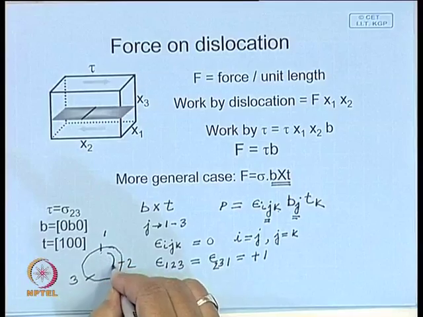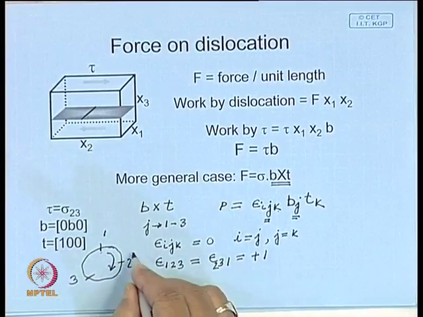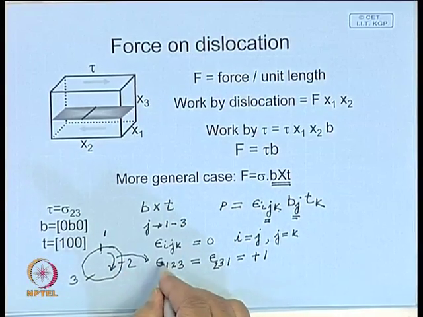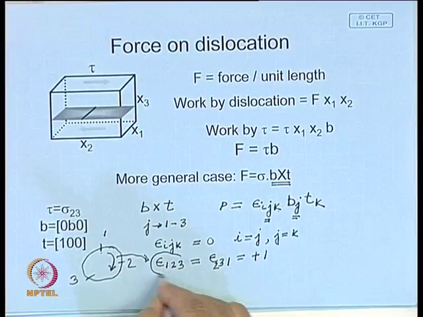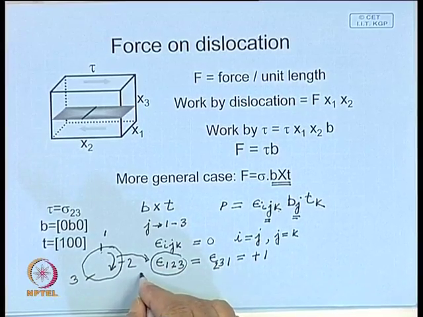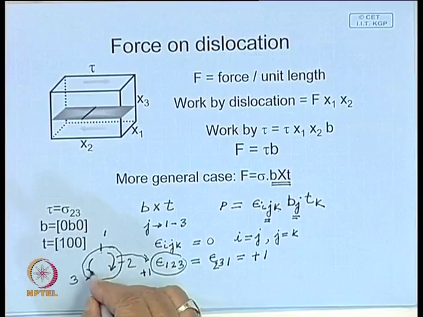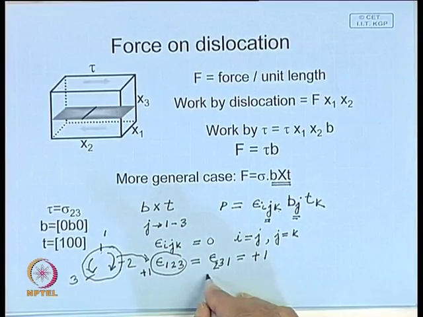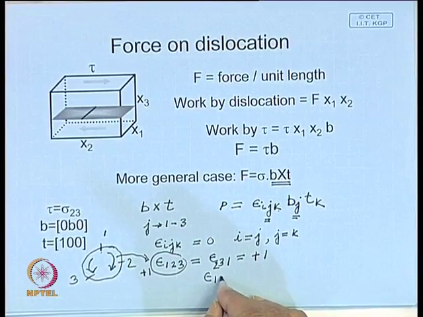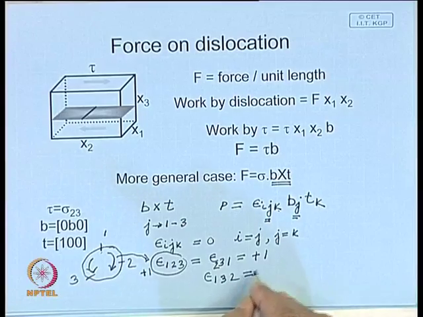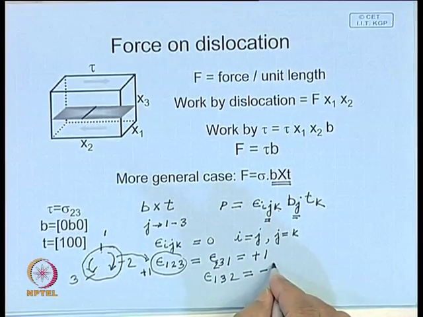So, that means if it goes in this sequence, then the magnitude of this tensor is plus 1. If it goes in the reverse direction, that means epsilon 1, 3, 2, then this is equal to minus 1.